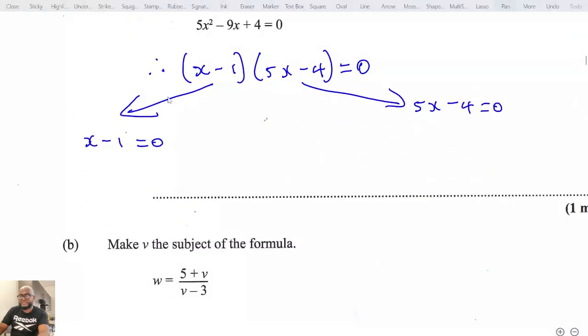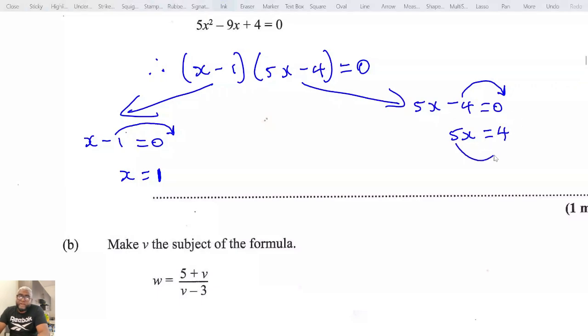Let's finish this one. So when I carry minus 1 here, what do I do to it? It'll be 0 plus 1, which is positive 1. And then I do the same with this negative 4, and I bring it here. So 5x is equal to 0 plus 4, which is 4. And what do I do with the 5 when I bring it here? It'll be 4 over 5. So my two values of x: one will be x is equal to 1, and the next one will be x is equal to 4 over 5.